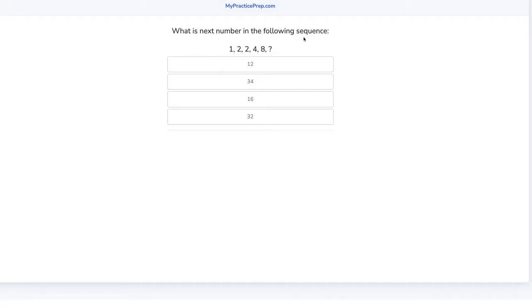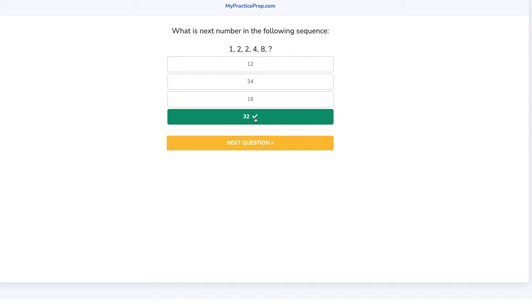What is the next number in the following sequence? So I usually start with addition, and right off we know 1 plus 2 does not give us 2. So let's try multiplication. 1 times 2 does give us 2. 2 times 2 gives us 4. 2 times 4 gives us 8. 8 times 4 gives us 32. That should be the right answer. Excellent. Let's go on to the next question.